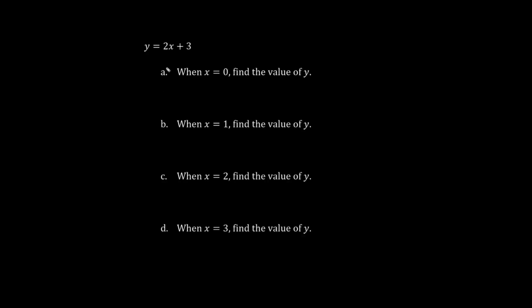y equals 2x plus 3. When x equals 0, find the value of y. So x equals 0. y, using substitution, is 2 times 0 plus 3. Anything times 0 is 0. So the answer is 3.